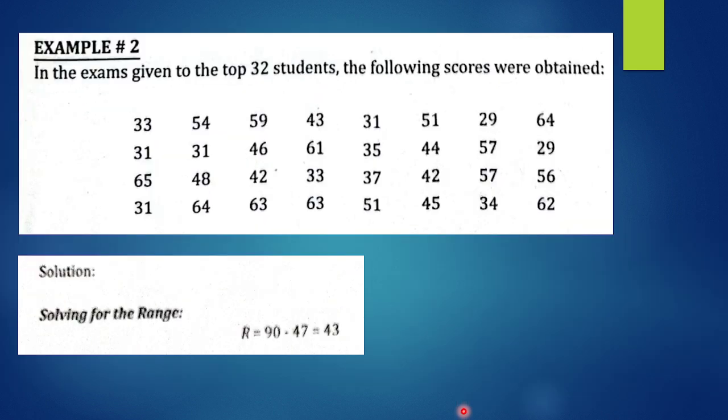Okay. We're done with example number 1, and we do have example number 2. In the exams given to the top 32 students, the following scores were obtained. So let us imagine that same problem. Mangita sa range, sa QD, sa MAD, sa standard deviation, and the variance. So solve for the range first. R is equal to 90 minus 47 is equal to 43. Take note, we do have 32 students now. So the 90 and 47 are the same, then the range is 43.